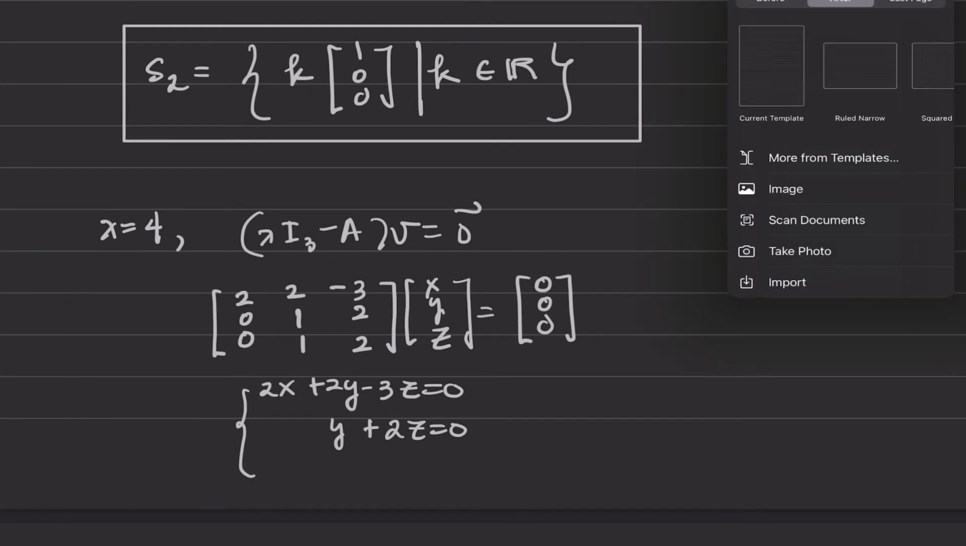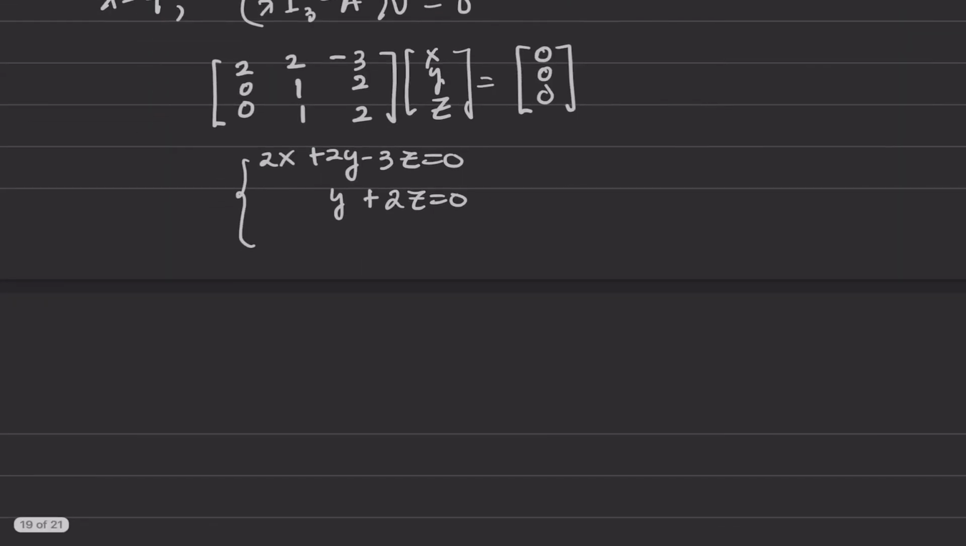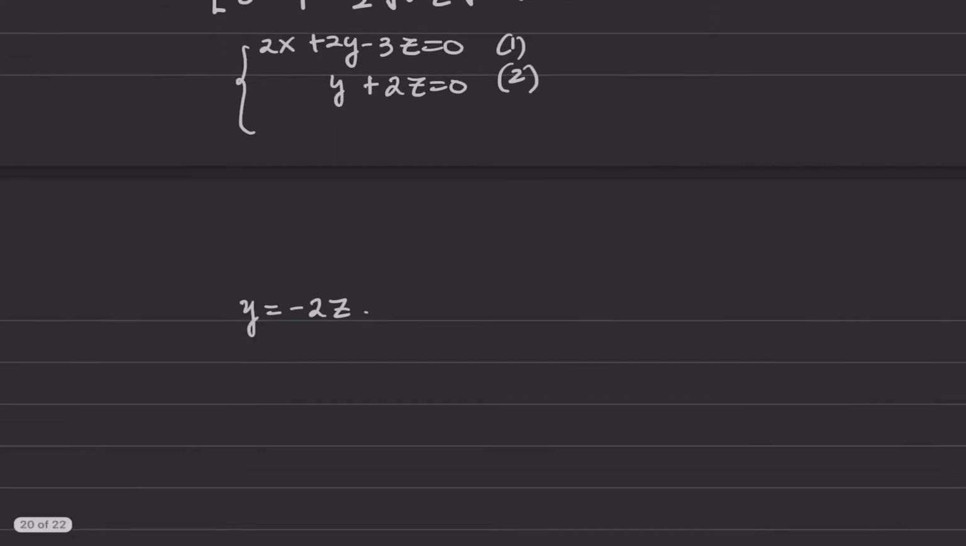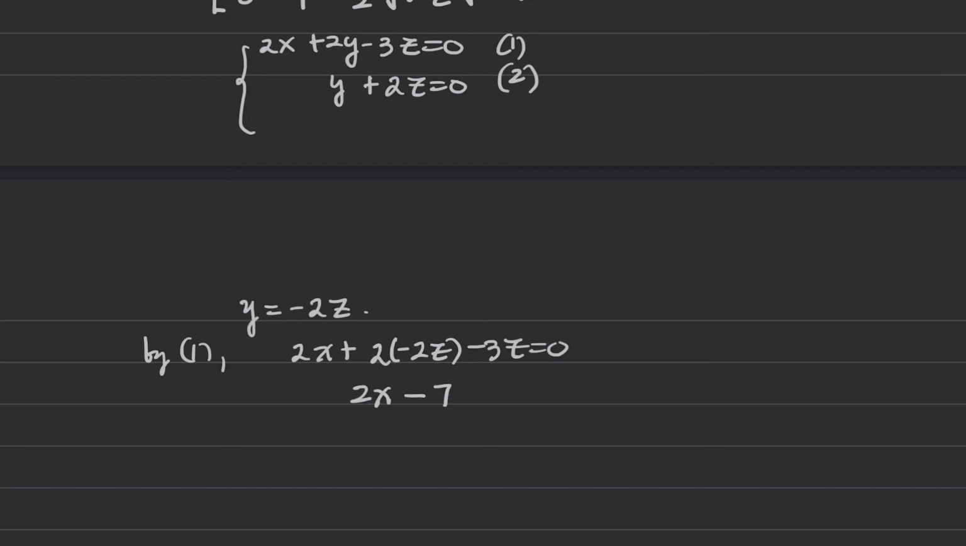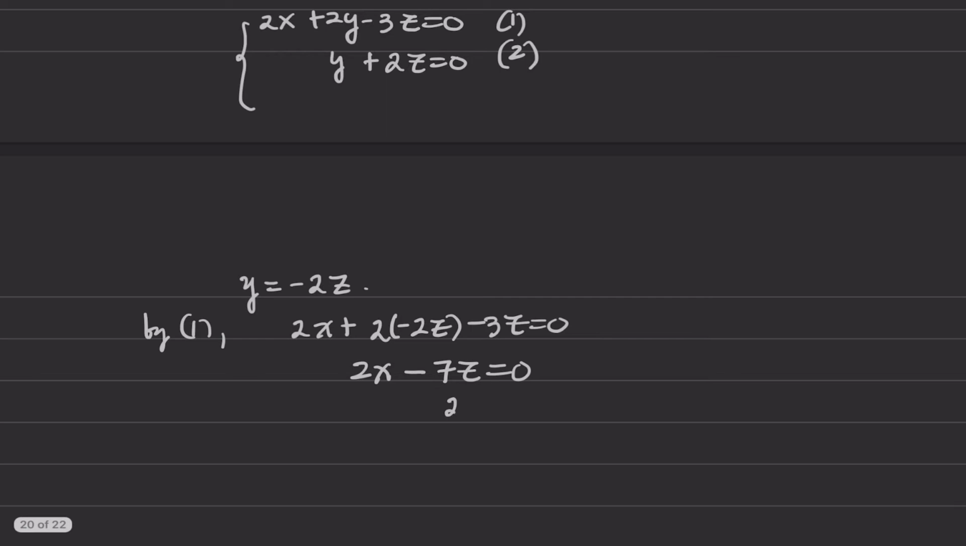Okay, so add tayo ng page. So, by equation 2, yung y mo is negative 2z. Tapos by equation 1, 2x, yung y mo ma-express mo in terms of z, which is negative 2z. Minus 3z is 0. So, 2x minus 7z is 0. Tama ba yan? Okay, that is minus 7z. So, 2x is 7z. So, x is 7 over 2z.